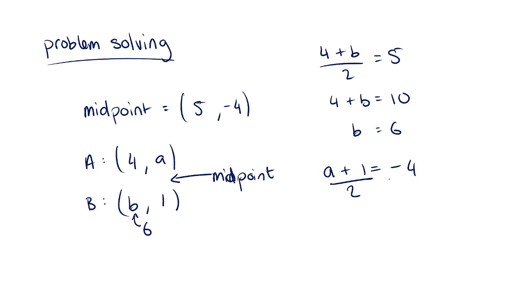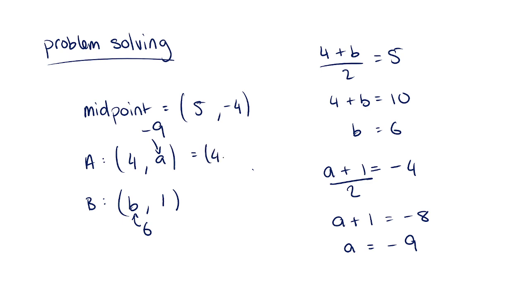Now we need to solve this equation. So I'm going to multiply it by 2. So I have a plus 1 is -8. And then I need to subtract 1. And so a is -9. So I have this coordinate here as a as being -9. So now I've worked out the a and I've worked out the b. The final answer is a is going to be 4, -9. And the coordinate b is 6, 1.